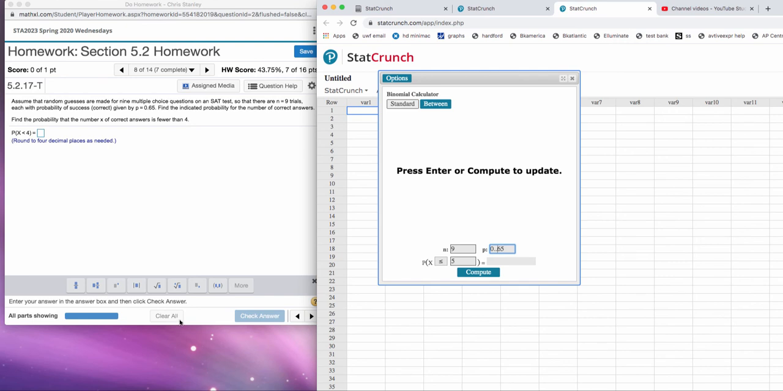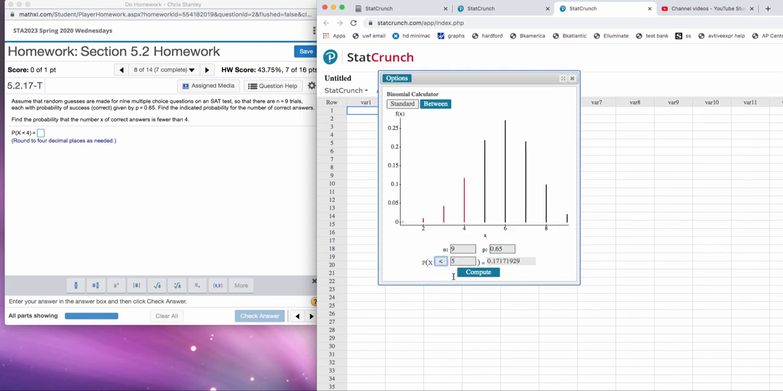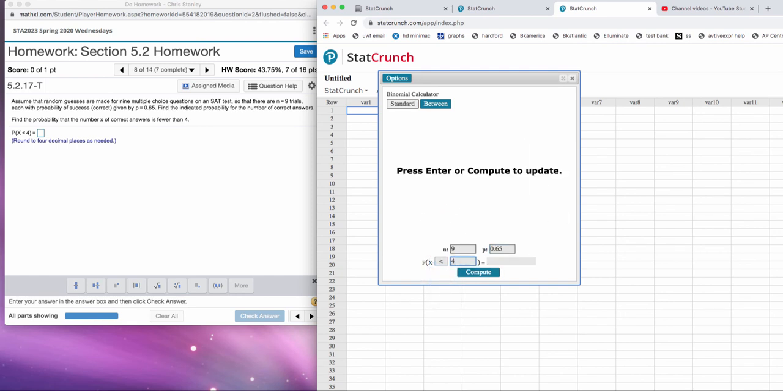Okay, so this 9 goes into there, that 9, this 0.65 in here, and now they say fewer than 4. Fewer than 4 is 3 or below. So this is it right here.